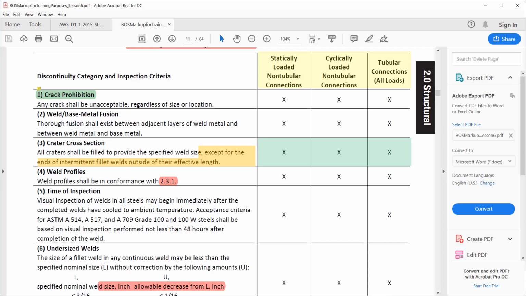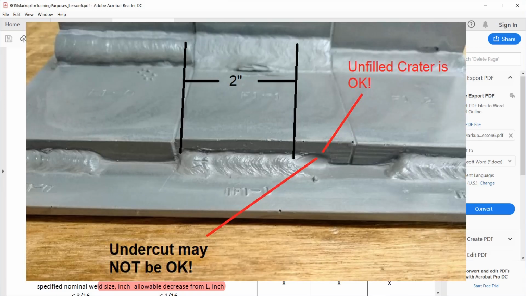But if that crater falls within the required length of weld, then it has to be filled sufficiently to provide the specified weld size. So let's just say that you've got a fillet weld that's required to be 1/4 inch. Most of it's 5/16, and the crater's unfilled, but the crater is filled enough to provide the required size, then that's okay. You don't reject it just because the crater's unfilled. If the crater's not filled completely flush with the essential flat profile of the fillet weld, but it is sufficient to make the weld size, then it's good.